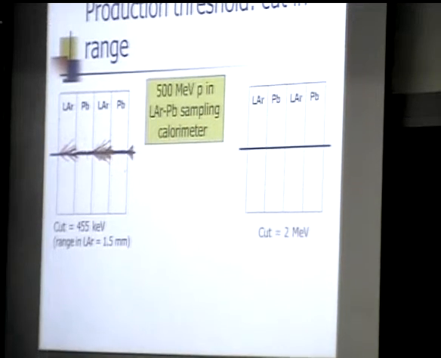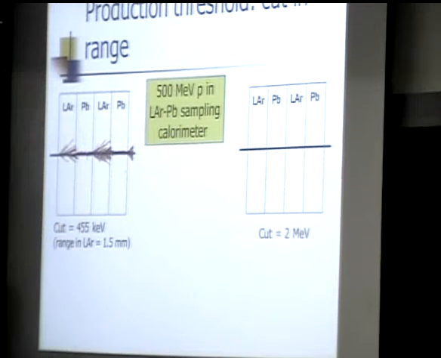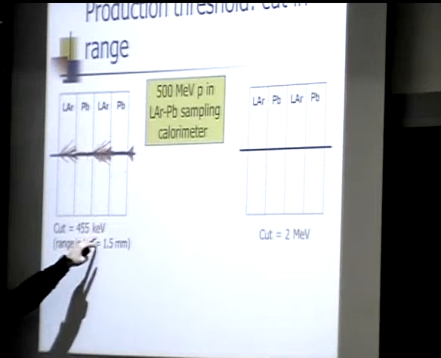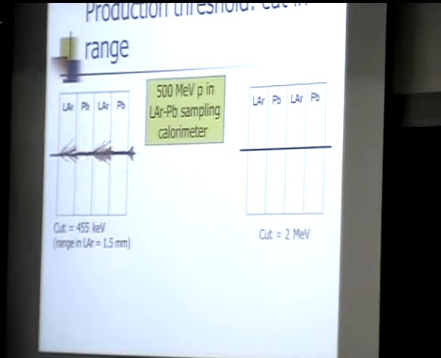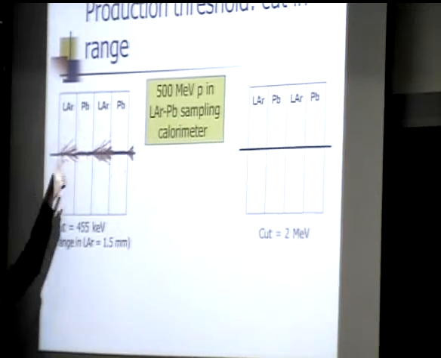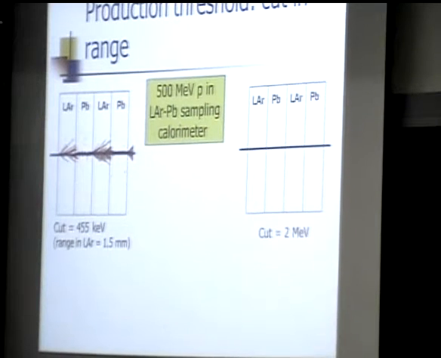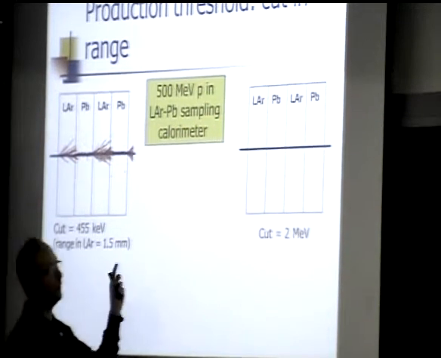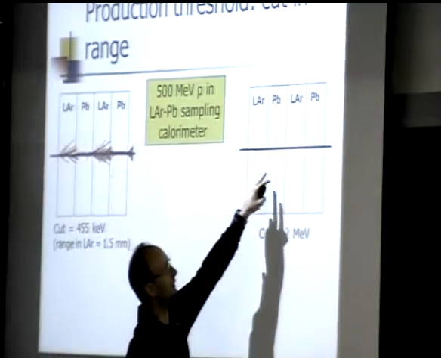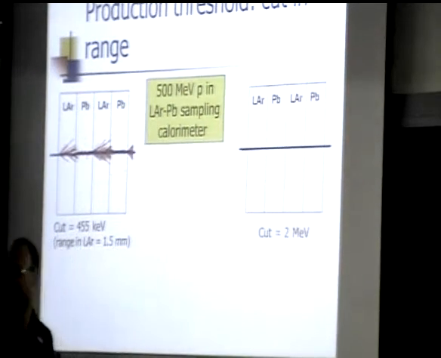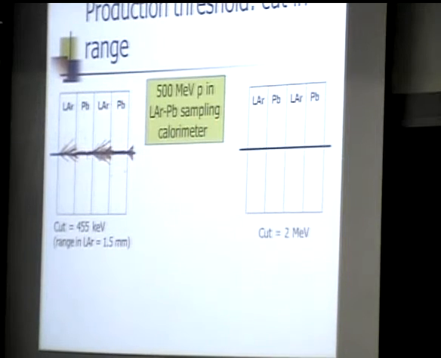Suppose that you have a cut in energy, and a typical argon-lead calorimeter. Now suppose that you set a cut of 455 keV, which is 1.5 millimeter in argon. Here, the tracking in argon is okay, but you spend a lot of time tracking useless showers in lead. The other way, if you fit your cuts to the lead, taking a higher cut, you completely suppress the information in liquid argon. So having an energy cut is not efficient when you have very different materials.